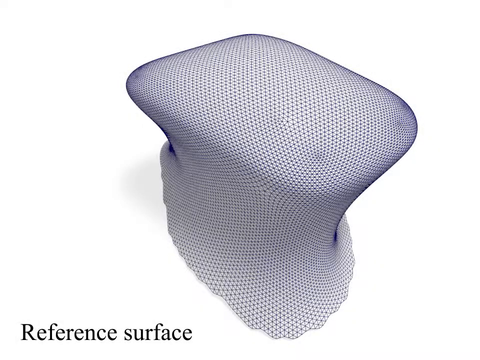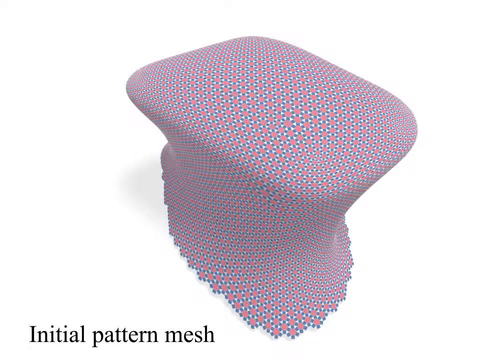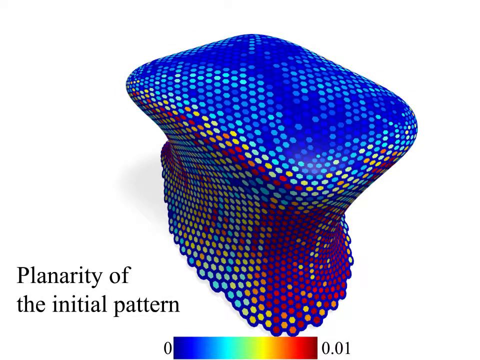We illustrate the complete pipeline using the Somaya model. As input, we consider a triangular reference surface mesh and a coarse remeshing, often with hexes. Then we generate an initial pattern mesh using simple geometric rules. Note that the initial mesh is not planar.